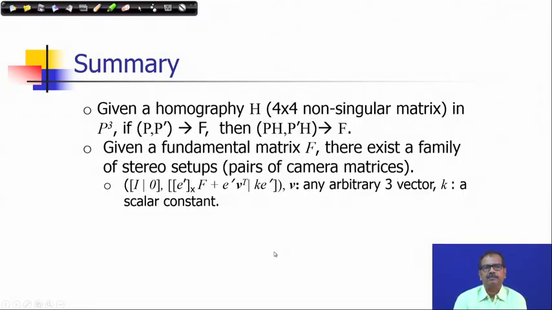This is one example of a family of matrices, considering the reference camera is always given in the canonical form [I 0]. Then you can express this family, given the fundamental matrix, by its epipole and any arbitrary 3-vector and an arbitrary scalar constant, as you can see in the expression shown here.